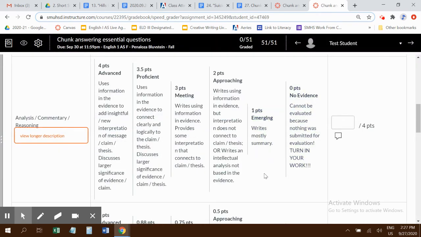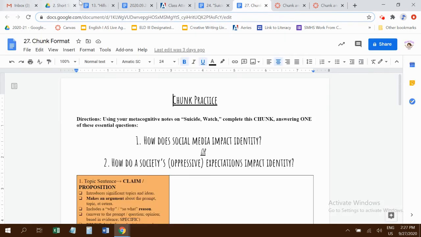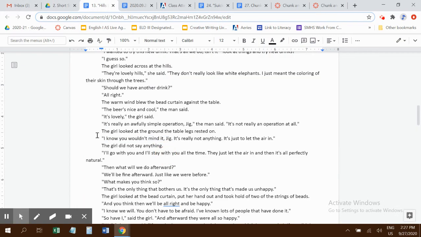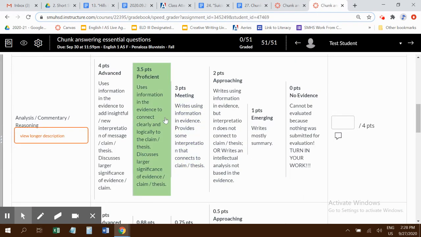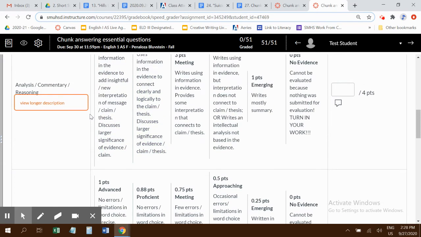And again, emerging means that I'm getting mostly summary. So if everything you've written is something that can't be argued with, it is summary. For example, you cannot argue with him saying that she would not mind it and that it's not really anything and the operation is very simple. You can't argue with that because it's here. It's in different words, but it's still here in writing. That makes it summary. I really hope I'm not confusing y'all further.